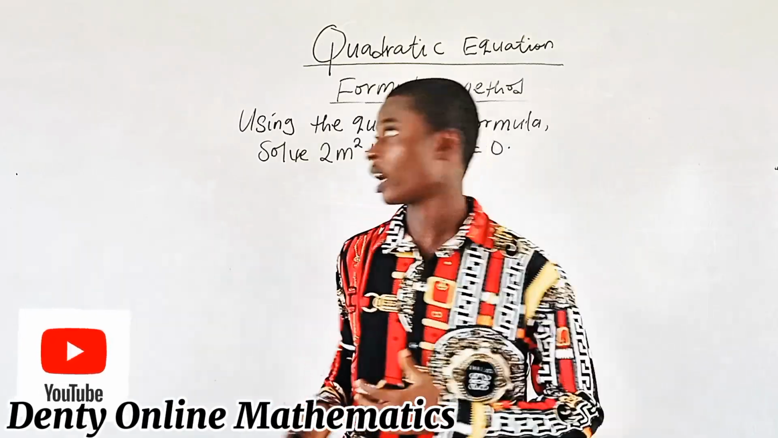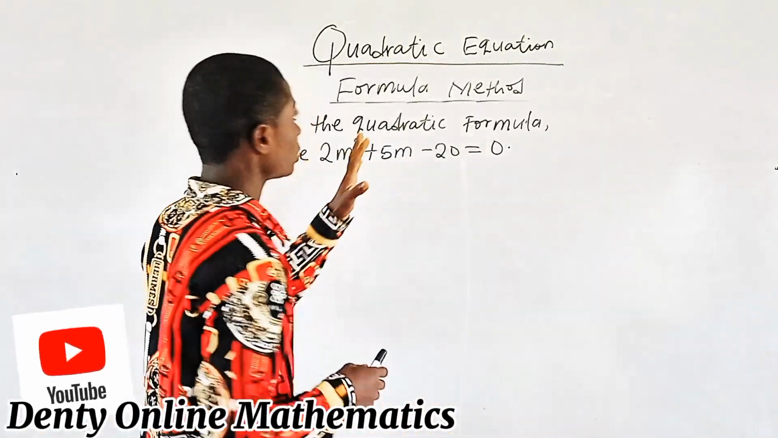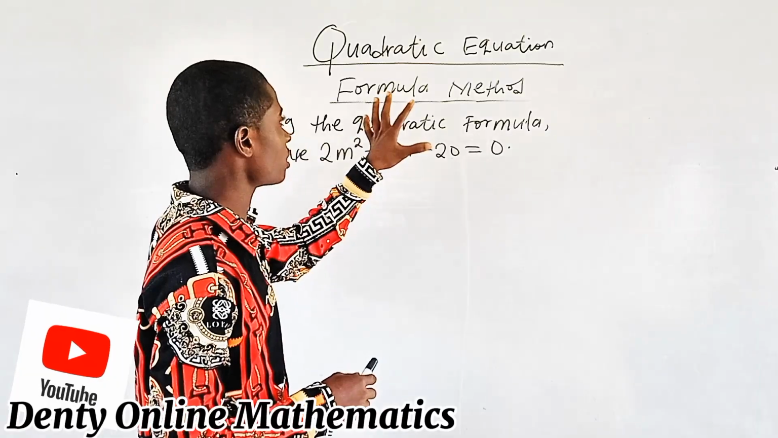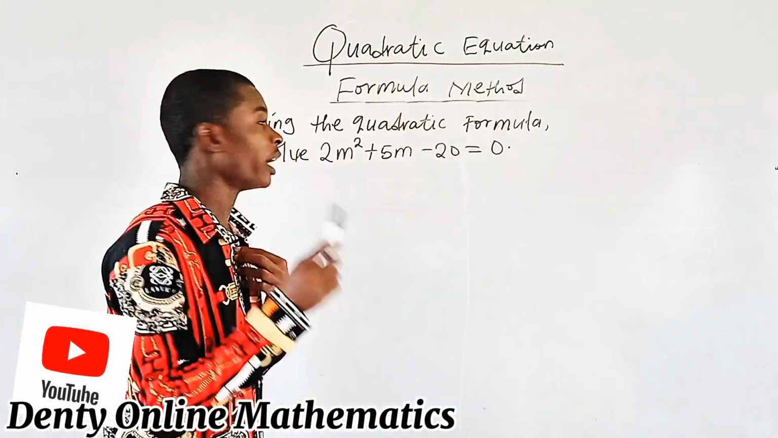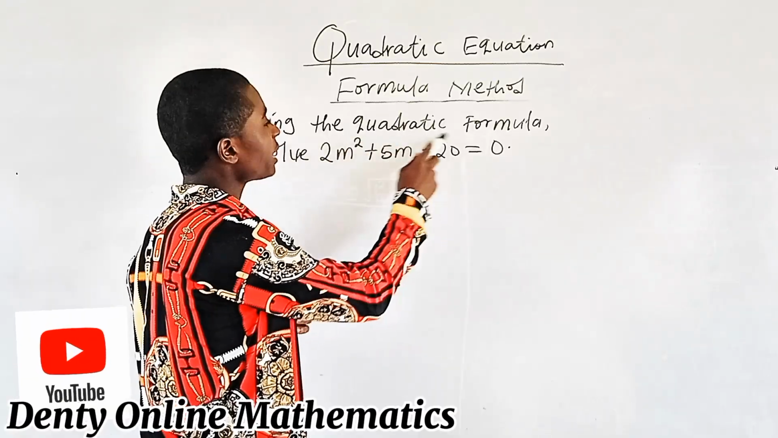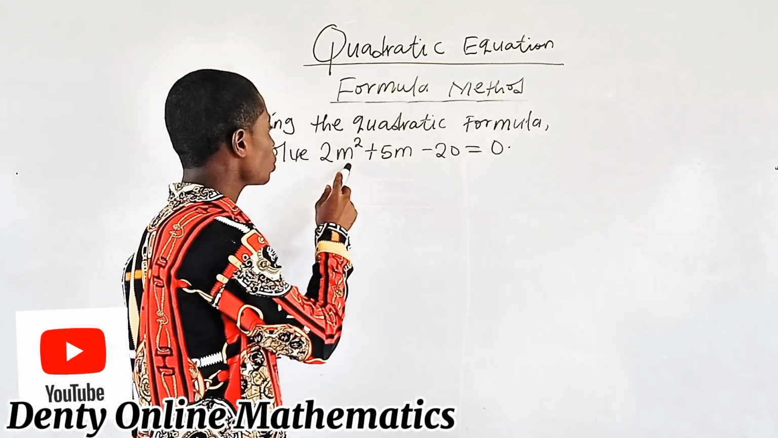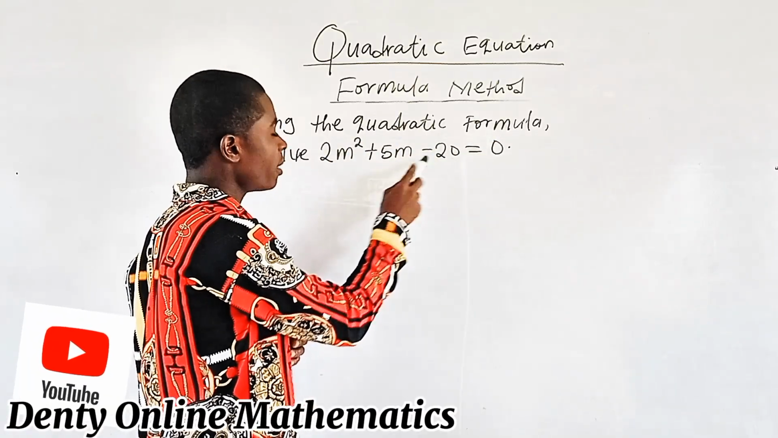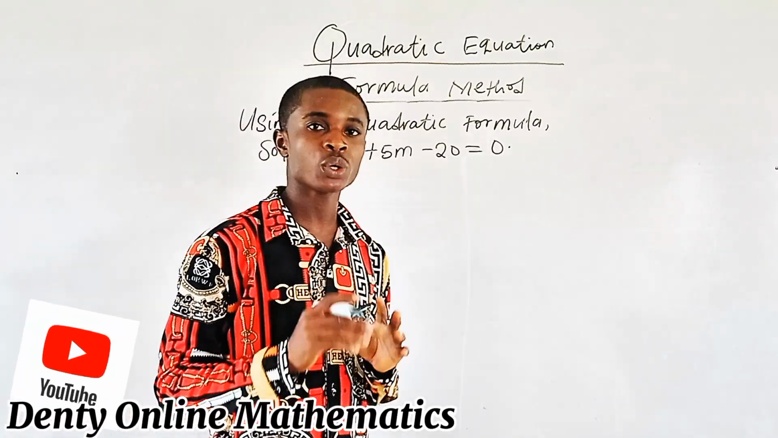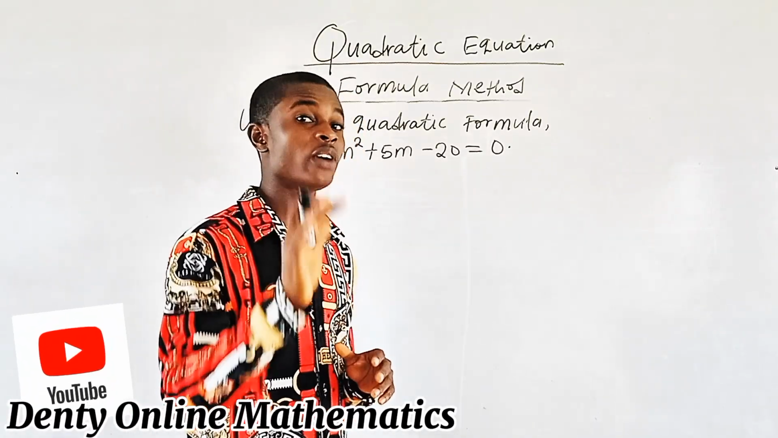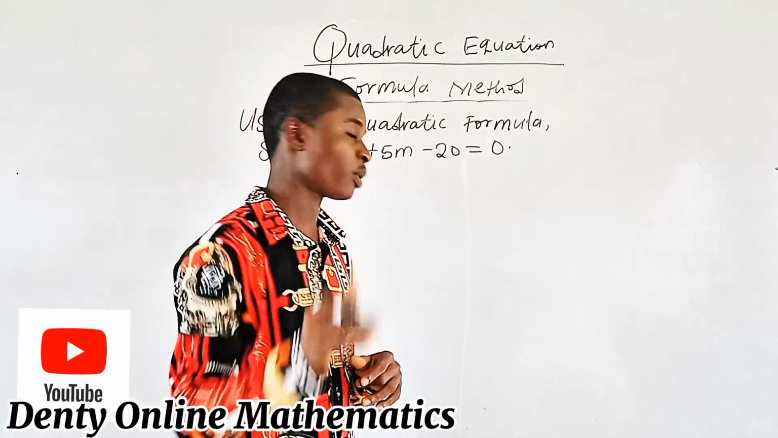Now let's look at what we have here. We have quadratic equation and our subtopic is the quadratic formula. That's the formula method. Now let's look at what we have here. Using the quadratic formula, solve 2m squared plus 5m minus 20 equal to 0. Now this question is very simple, I promise you.